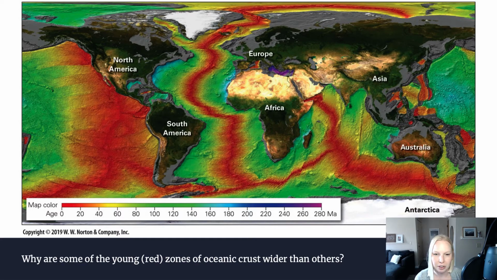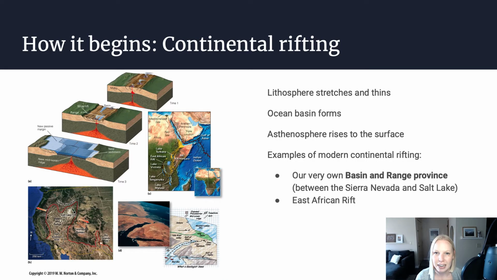The other thing I want you to look at is why we have some of these zones where the young red zone here is relatively narrow, and other zones here where that red young zone is really wide. So I want you to consider why we have wide swaths of young ocean crust and other areas where it's relatively narrow.